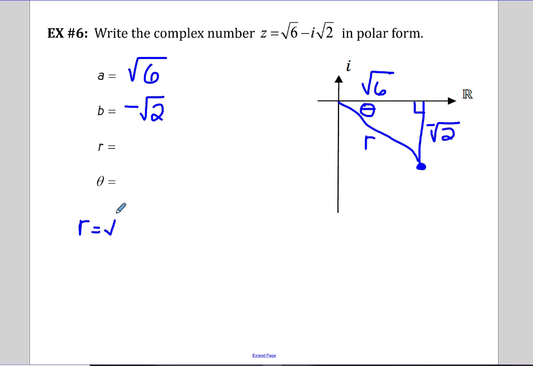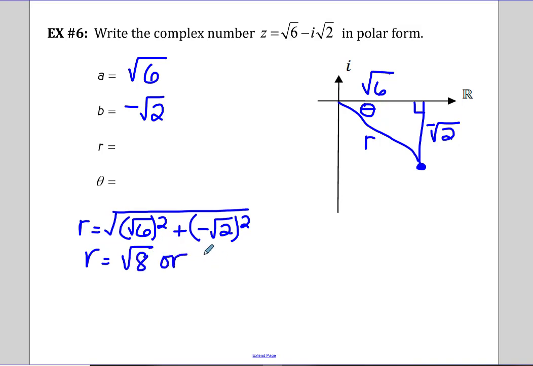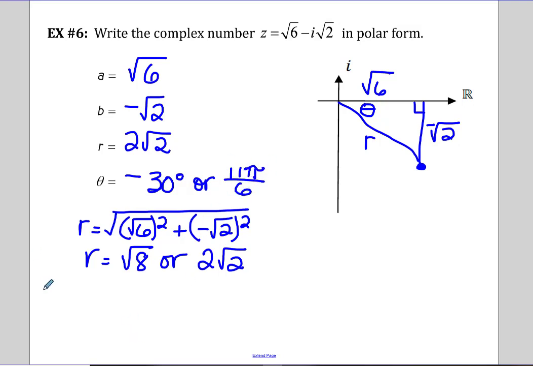So our r is radical 6 squared, so that's 6, plus negative radical 2 squared, that's 2, and 6 plus 2 is radical 8, or you could simplify that to be 2 square roots of 2. We'll make it that. And then our angle would be, what, a negative 30 degrees? Or if you wanted to, you could say that's 330 degrees, or 11 pi over 6. This time, just to be different, we'll use the radian measurement.